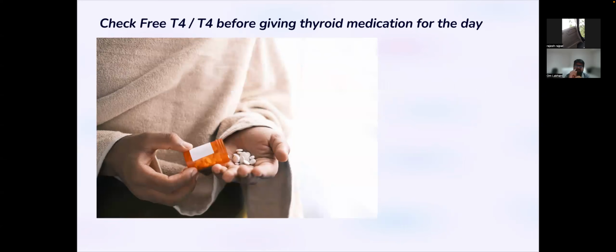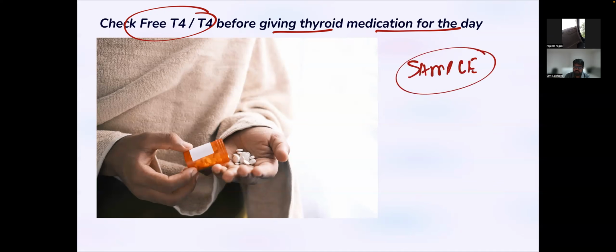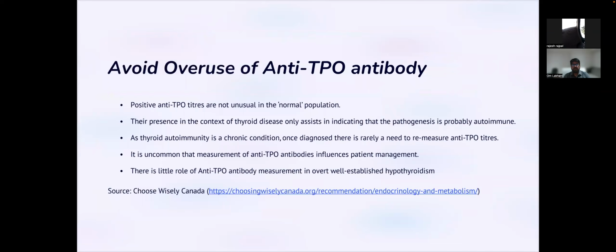Another important practical point I'll tell you. If you're trying to do a T4 or free T4 value, it is very important to check this before giving the medication for the day, right? So the sample should be taken before the patient takes the medication, because otherwise what will happen is that sometimes we are taking a T4 medication and that itself gets detected in the blood sample, leading to falsely elevated values, which again could sometimes lead to clinical errors, right?